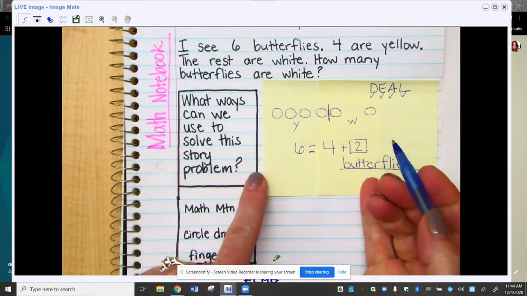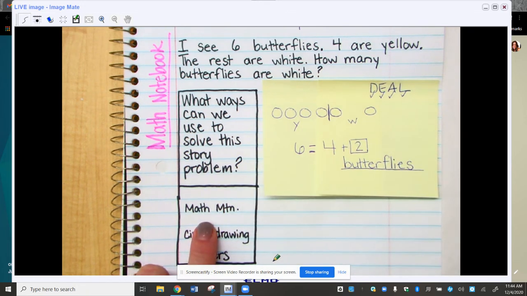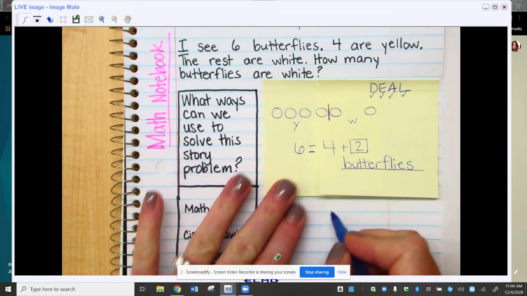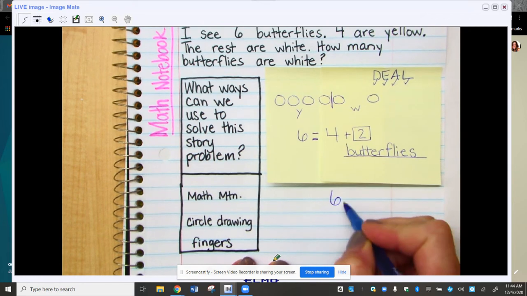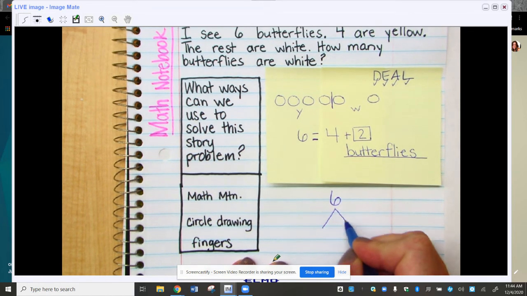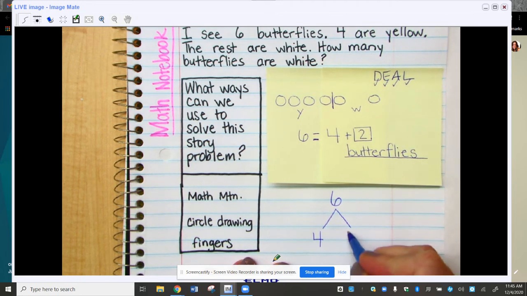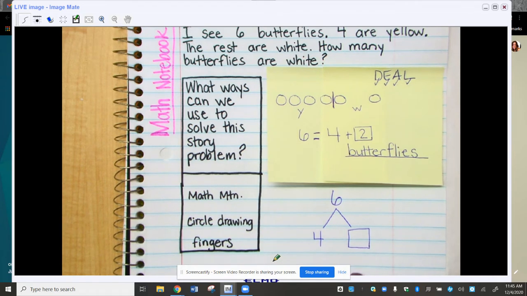Okay, and then if I were to show a math mountain, just to make sure I'm going to check my thinking, I could put the 6 at the top of my math mountain. And we knew the four yellow butterflies, but we did not know how many of those butterflies were white. So that's what my math mountain would look like. And now that I know it's 2, I can go ahead and add that in there.